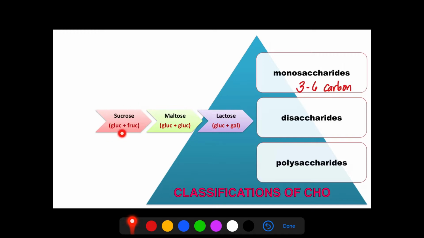The sucrose here, we commonly use every day. This is our table sugar, and it can also be found in honey.